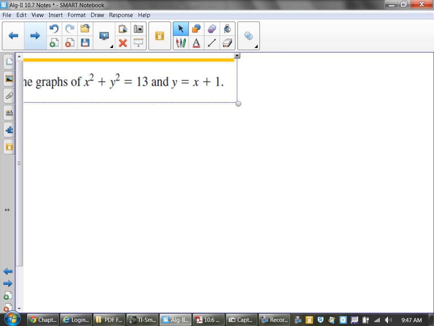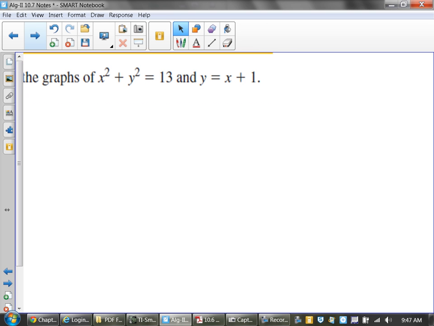Let's start with something simple. We're going to find the intersection of these two graphs. But I'm not going to graph them because that's a pain in the butt. Graphing is a waste of time when it comes to solving systems.